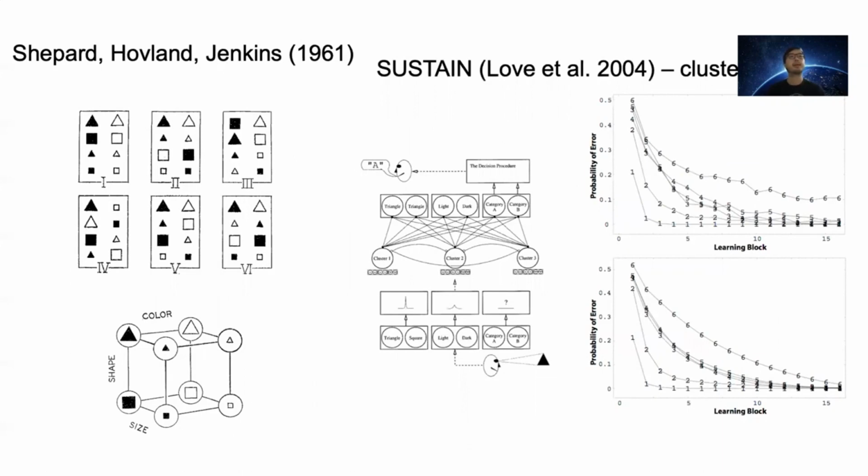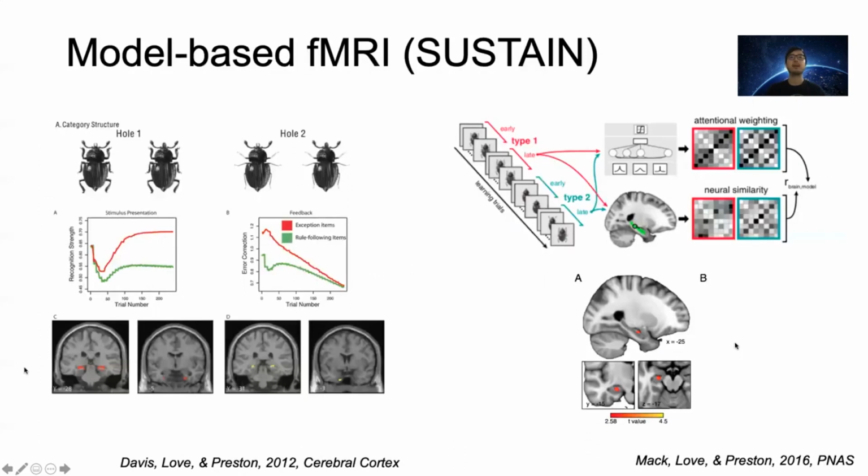So here are some behavioral data from Shepard's group in 1961. There are 6 category rules, and this is just showing that cognitive models like SUSTAIN, which is a clustering model, are able to capture human behavior. So this is the behavioral learning curves in humans, and this is the model output. This model can also show representations that track those in the hippocampus of the human brain during learning.